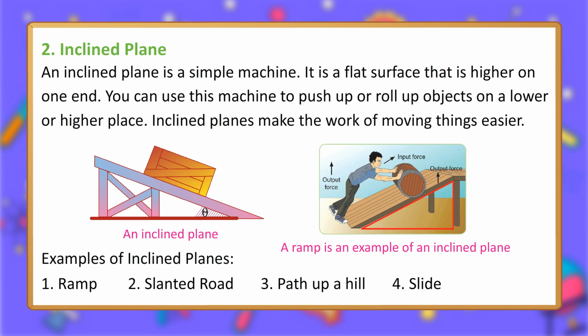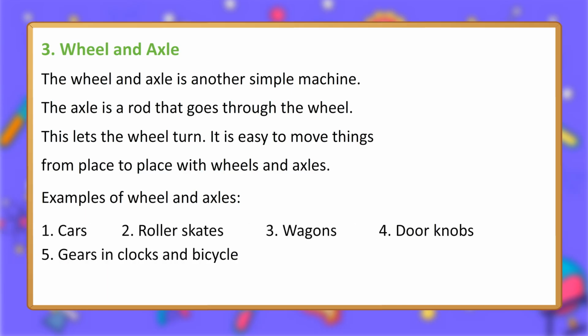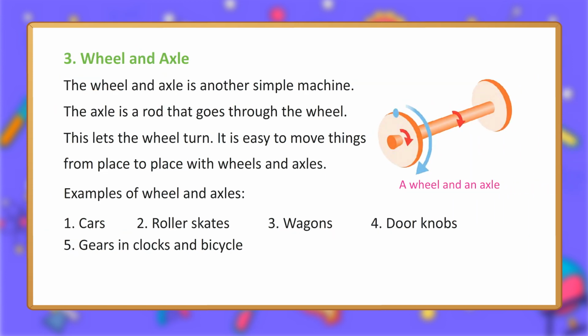4. Slide. 3. Wheel and axle. The wheel and axle is another simple machine. The axle is a rod that goes through the wheel. This lets the wheel turn. It is easy to move things from place to place with wheels and axles. Examples of wheel and axles: 1. Cars. 2. Roller skates. 3. Wagons. 4. Doorknobs. 5. Gears in clocks and bicycles.